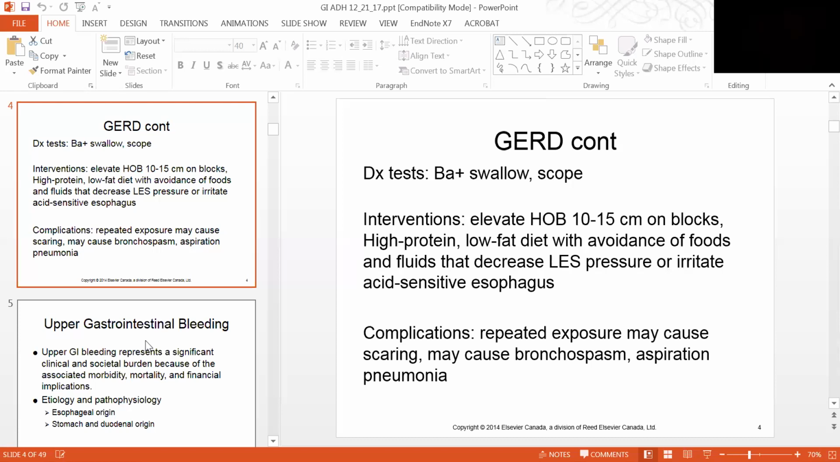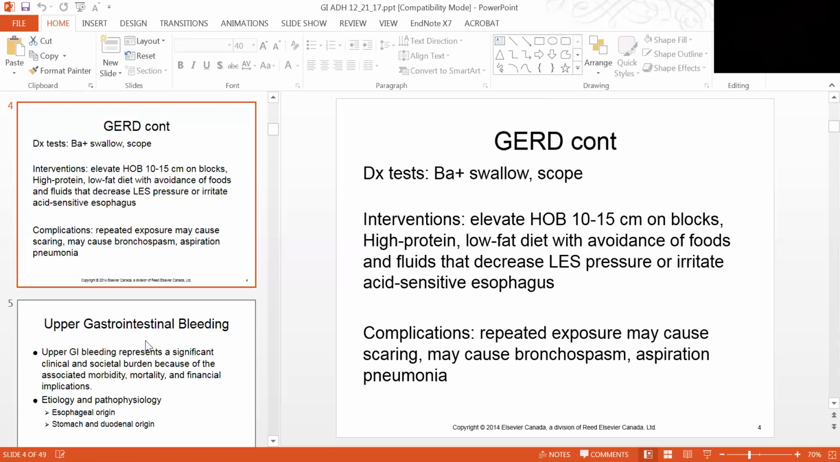Another intervention for GERD would be a high-protein, low-fat diet with the avoidance of foods and fluids that would decrease the pressure or irritate the acid in the esophagus. And sometimes that's very highly specific. Of course, you want to tell them to avoid caffeine, cigarette smoking, and maybe aspirin or other medications like Advil, something that's going to be known to irritate the gastric lining.